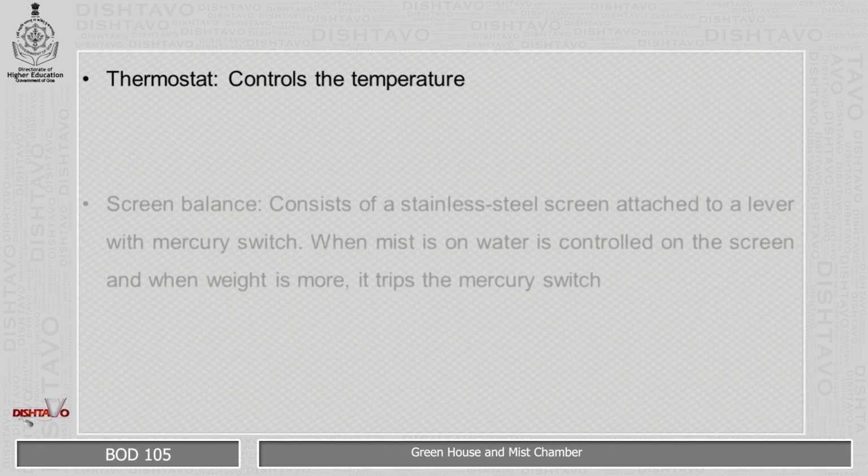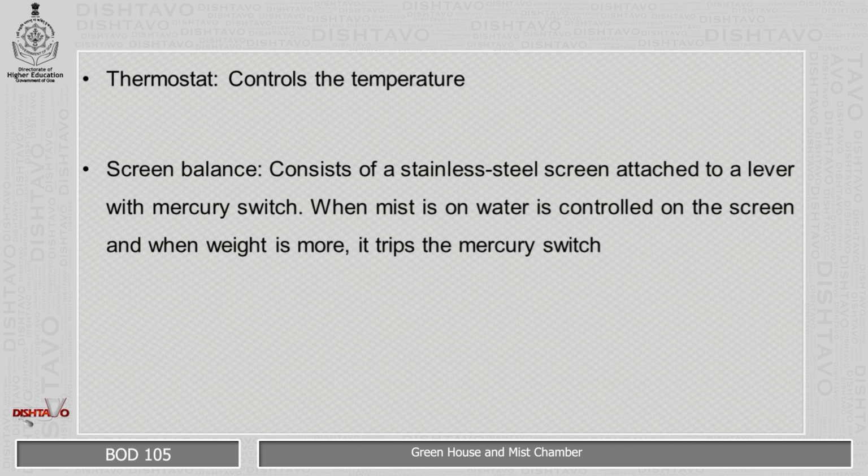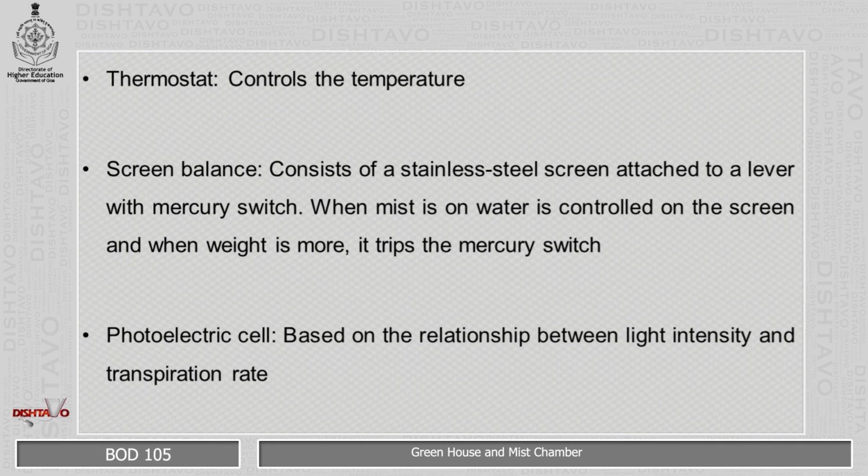Thermostat controls the temperature. Screen balance consists of a stainless steel screen attached to a lever with mercury switch. When mist is on, water is collected on the screen and when weight is more, it trips the mercury switch. Photoelectric cell is based on the relationship between light intensity and transpiration rate.